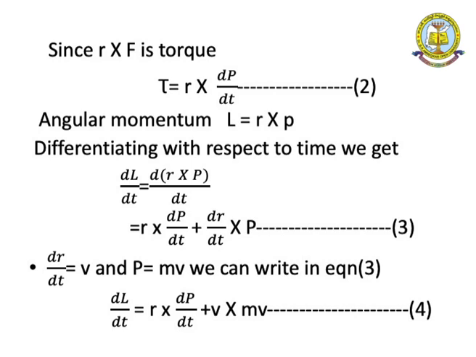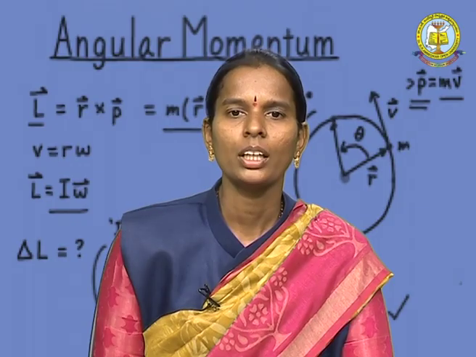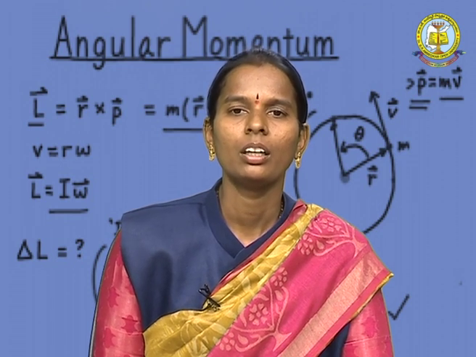Here dr by dt, the rate of change of the position vector r, is equal to v, the velocity, and linear momentum is mass into velocity, so p is equal to mv. Substituting into the above equation, dL by dt is equal to r cross dp by dt plus v cross mv.